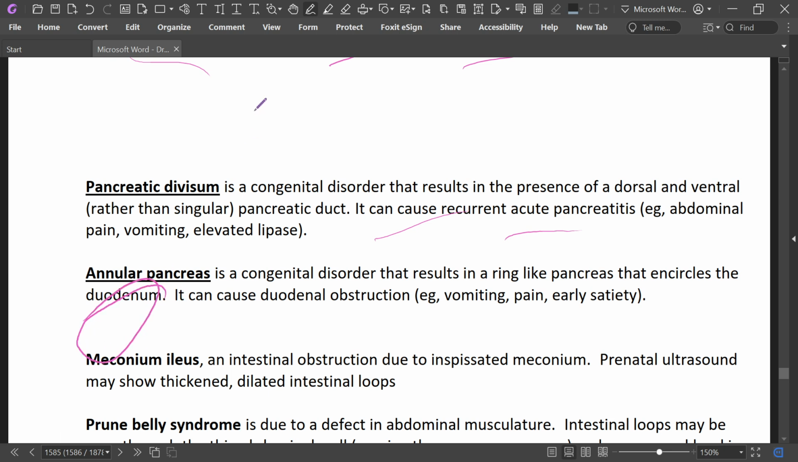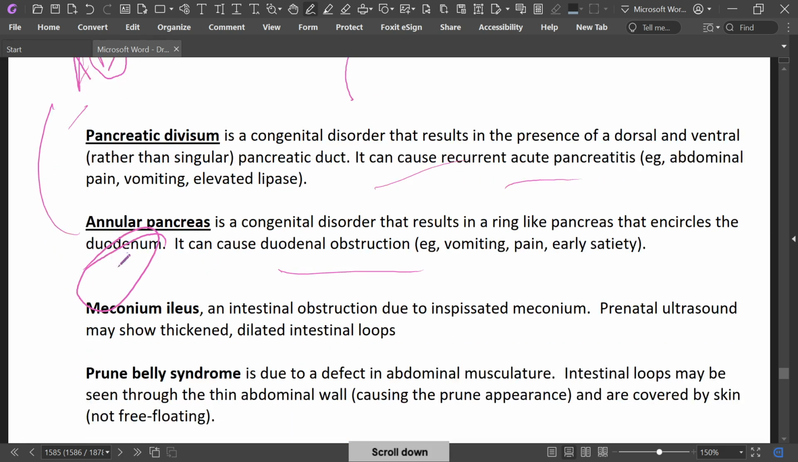Annular pancreas, like an anus, encircles the duodenum. It can cause duodenal obstruction, so annular pancreas encircles and causes duodenal obstruction, with vomiting, pain, and early satiety. And in pancreatic divisum, there is failure of fusion of the ventral and dorsal pancreatic ducts.